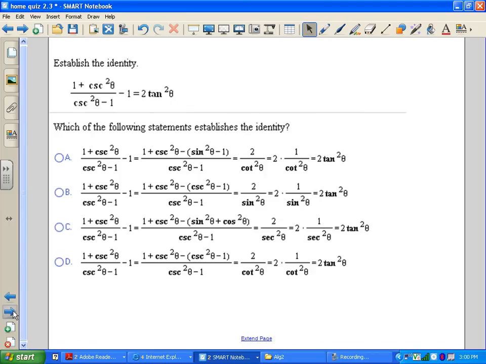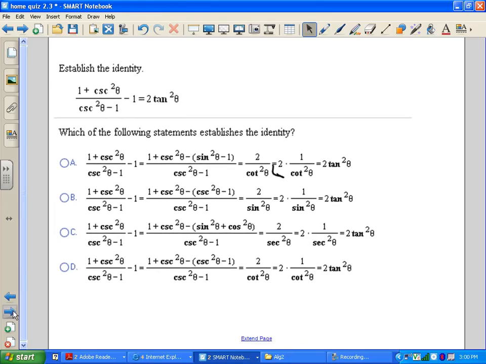Okay, another identity here. This one's probably pretty complicated, so let's start studying the last step. I don't know what the deal is with my pen. It wants to drag everything. Okay, so we've got 2 times 1 over cotangent squared is 2 tangent squared. That makes sense, because 1 over cotangent would be tangent, so that one's okay. Now notice this one though, that's not okay. 1 over sine squared there would be cosecant squared, and so that doesn't make any sense. So no to choice B; you go somewhere else.